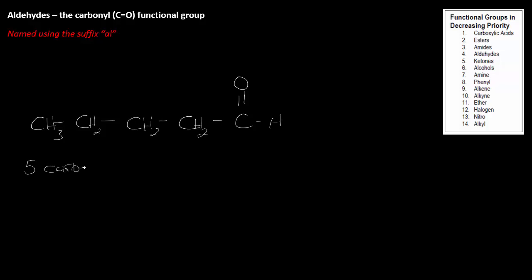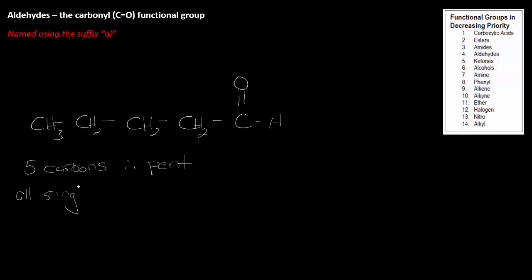Time to look at aldehydes. Aldehydes are going to introduce what's known as a carbonyl group. That's a C with a double bond to an oxygen. They're named using the suffix "al". And an aldehyde, which I'll note later on the screen, only occurs when that C double bond O is at the end of the line. It has to be at one end of the main chain for it to be an aldehyde.